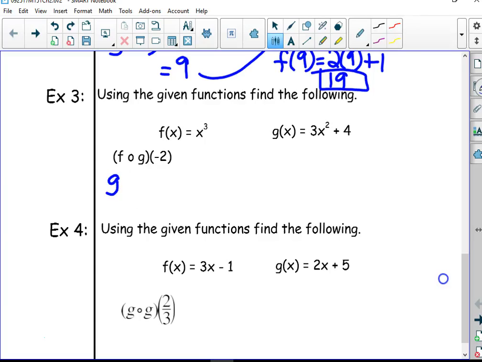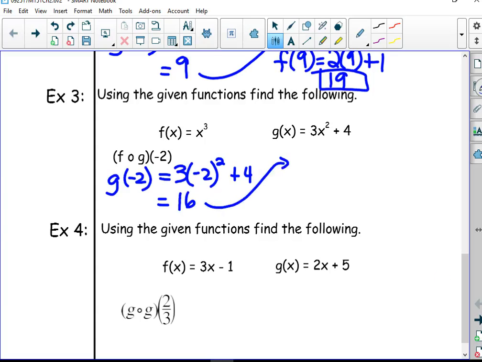I'm going to start with g of -2, which is 3 times -2 squared plus 4. -2 squared is 4. 3 times 4 is 12 plus 4 is 16. And the result of g of -2 is going to be my input to f. And we get 16. f of 16 is 16 to the 3rd power, which if you plug it into your calculator is 4096.